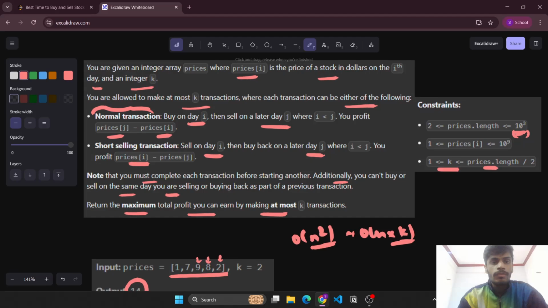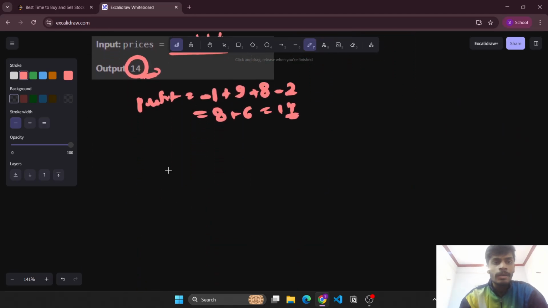And we know that when we are at a particular index, suppose this was the prices array, we need to know how many transactions we can complete more. Maybe we have reached here by completing one or two transactions, or we are in the middle of a transaction: we have sold some value here and have not yet bought it back in short selling, or we have bought some value here and have not sold it yet. So there can be multiple ways we can reach a particular index, right?